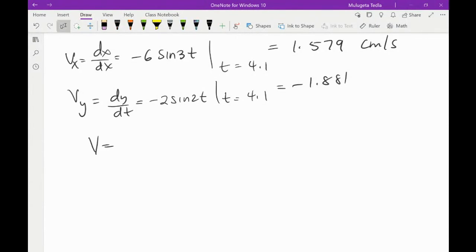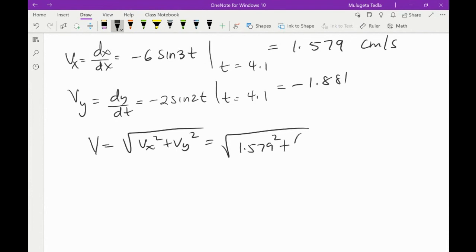So the velocity magnitude is the square root of Vx squared plus Vy squared as usual, which is the square root of 1.579 squared plus 1.881 squared.